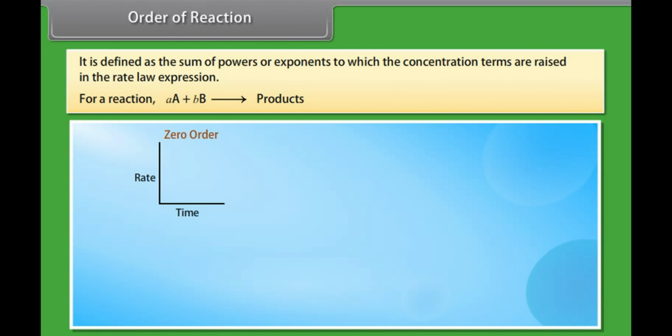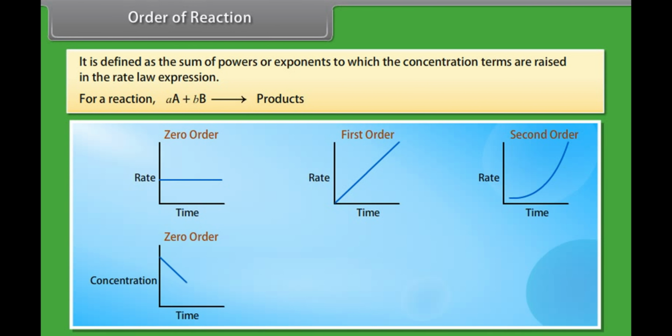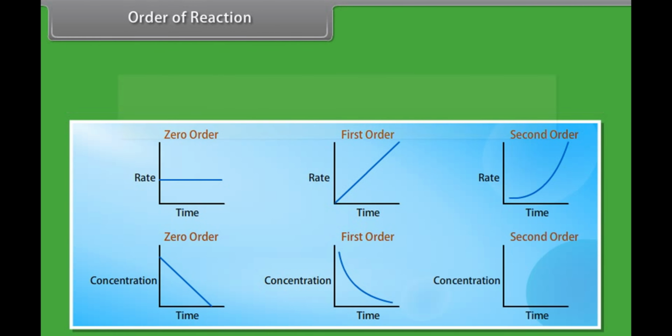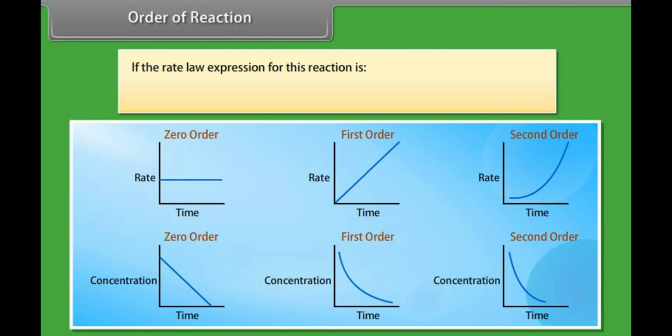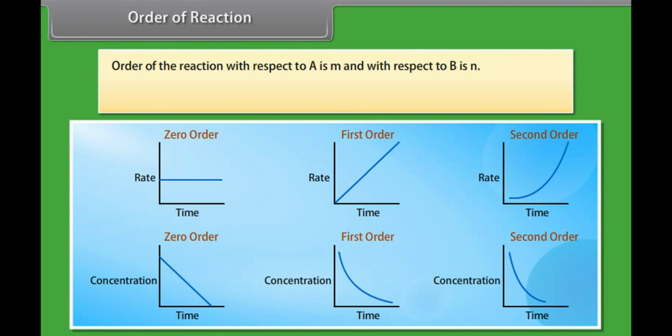Order of reaction. It is defined as the sum of powers or exponents to which the concentration terms are raised in the rate law expression. The rate law expression for a given reaction is given by: rate of reaction is equal to the product of K, [A] raised to the power m and [B] raised to the power n. The order of this reaction is equal to m plus n. Order of the reaction with respect to A is m and with respect to B is n.